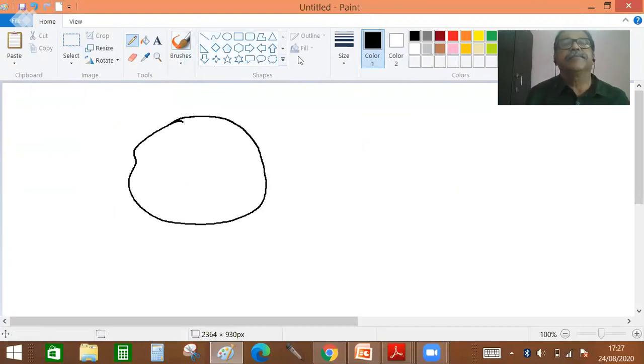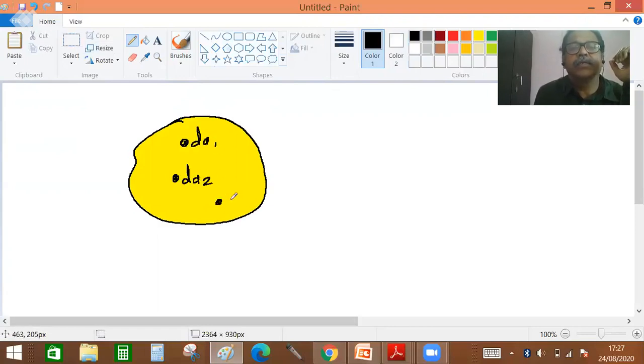Okay, this is the area. This area, let us show it by some color. Now suppose this area has 3 elemental parts: first one, second one, and third. So this will be, let us call it dA1. This is dA2. This is dA3.